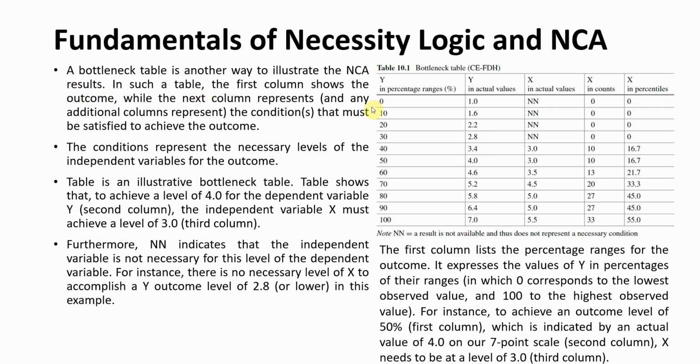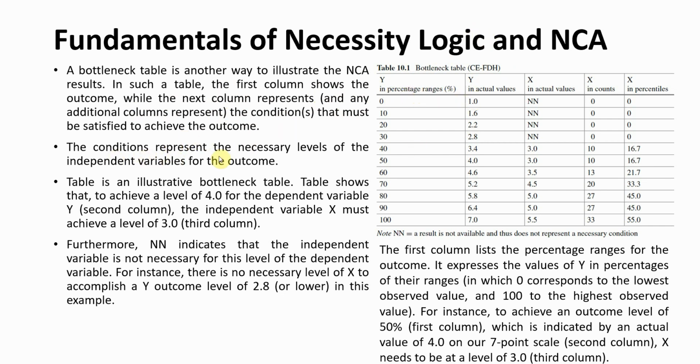In such a table, the first column, here it is. These two can be referred to as the first columns because this is Y in percentage and this is Y in actual values. They show the outcome, the outcomes in two different formats. The next column, and any additional column, represents the conditions, that is X here. These are the conditions that must be satisfied to achieve the outcome, that is Y.